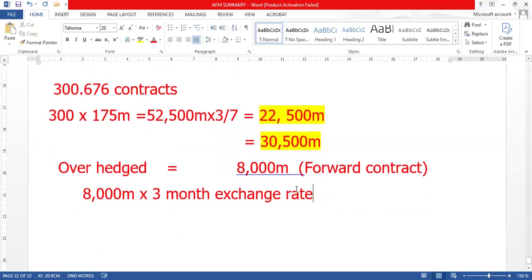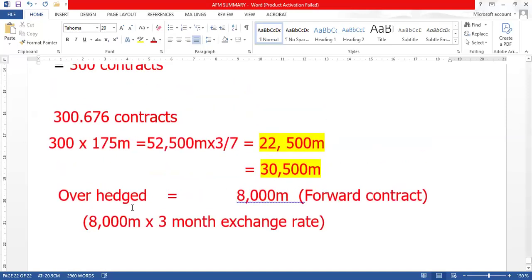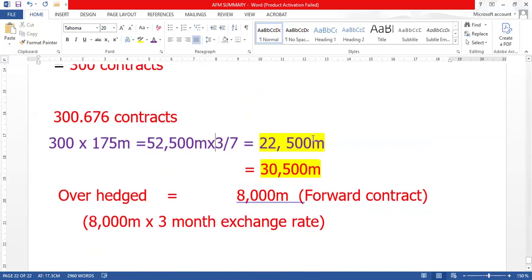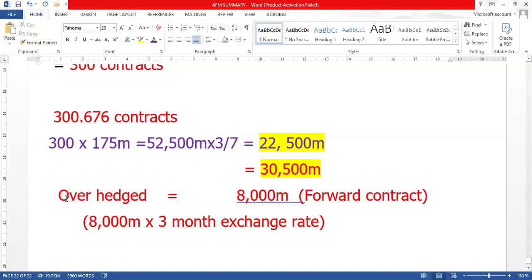I saw this in ACCA. So the examiner can take that side. As you use futures, you concentrate on this. What can you actually hedge using futures contract? This is the amount that you can hedge using futures contract. Then the difference between these two can be hedged using the forward contract. But if the examiner has not stated, don't force yourself to do this.